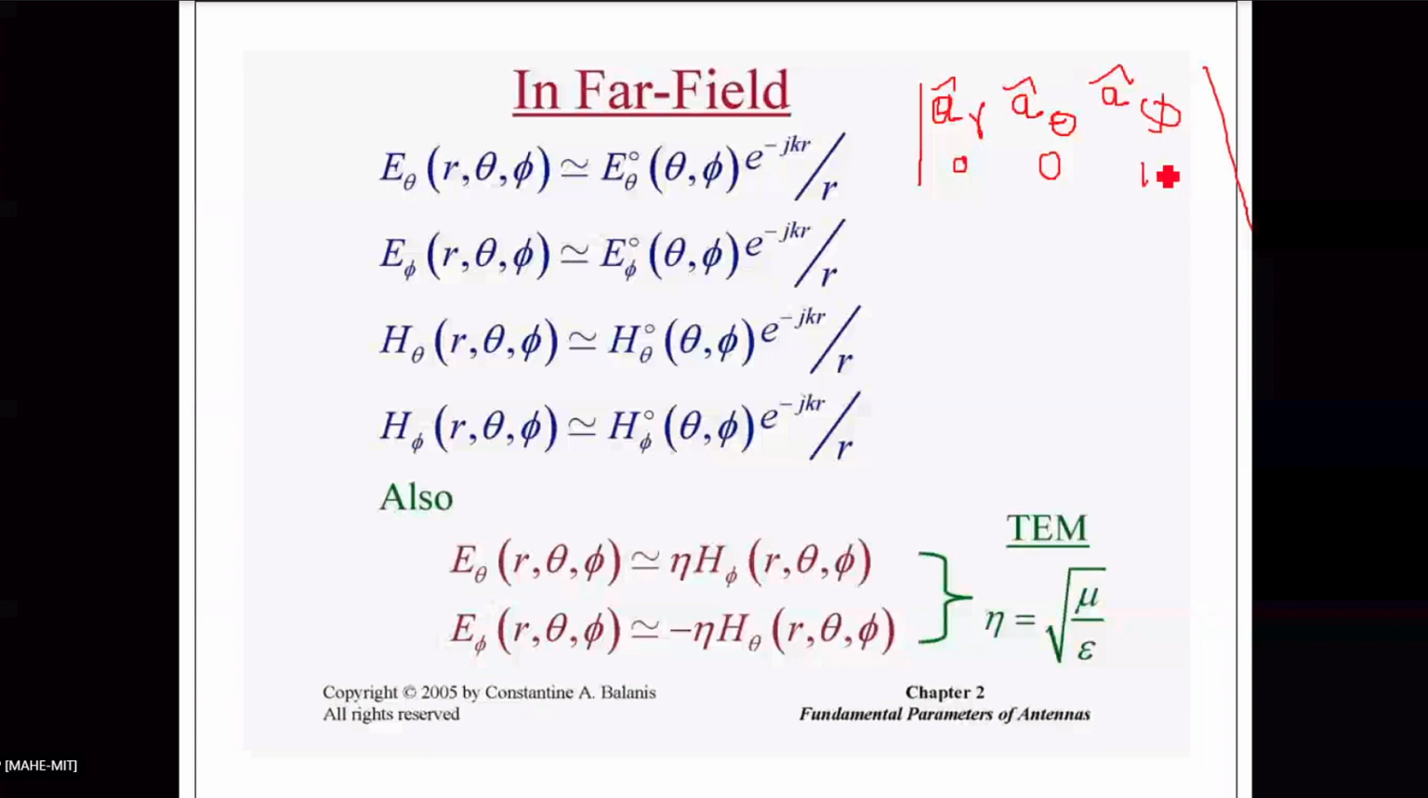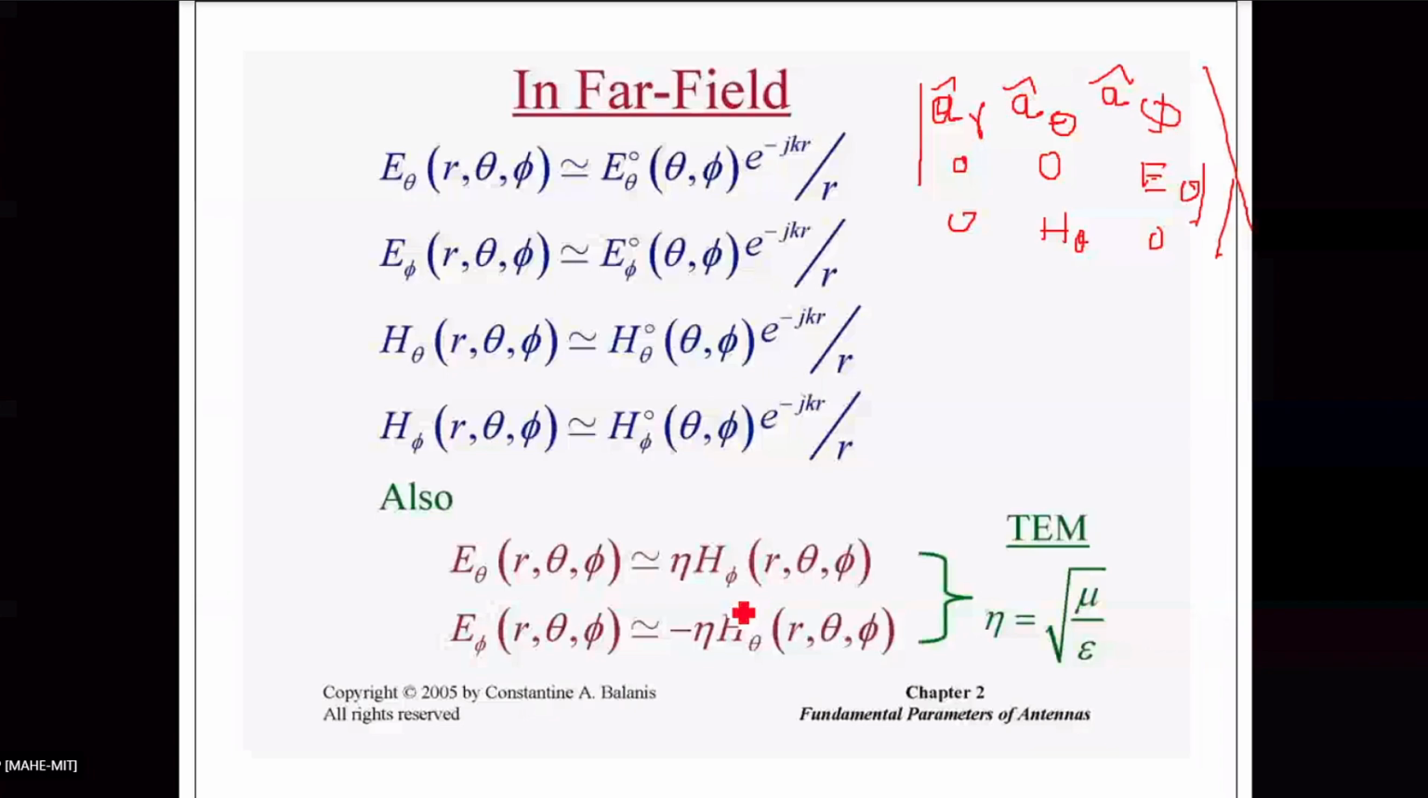E phi is there, and H_R is 0. H theta is there, and H phi is 0. Consider this part. So when you take E cross H, A_R into 0 into 0 minus E theta into H phi, a minus sign comes. So power is flowing in the positive R direction. So one of them should be minus. Either E theta or E phi, H theta or E phi should be minus. That's why you are taking the minus sign here.